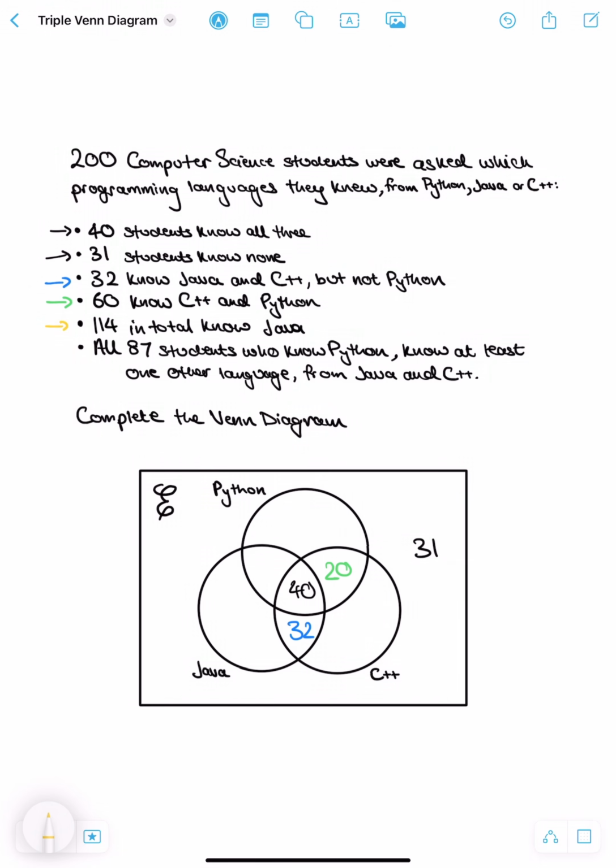The next point, 114 in total know Java. So looking at our Java circle, we've got 4 parts over here, but we've got 2 parts missing, so we can't fill this out just yet.